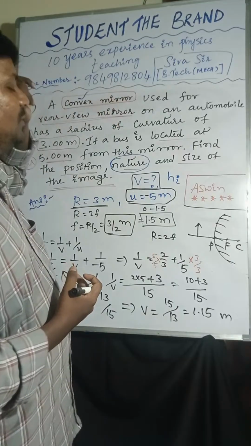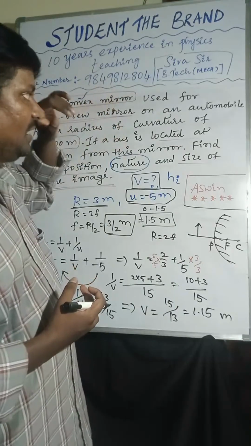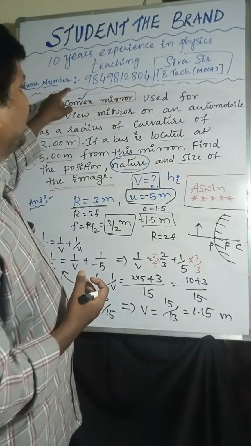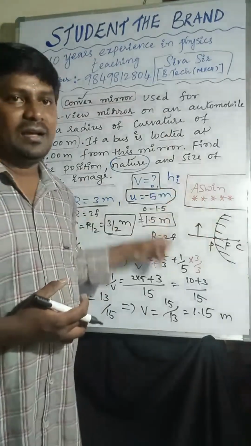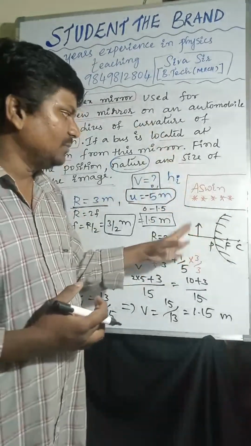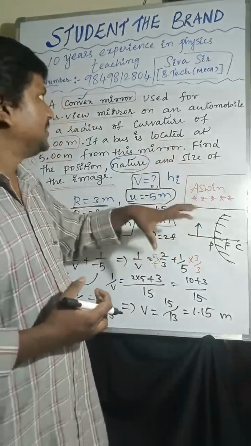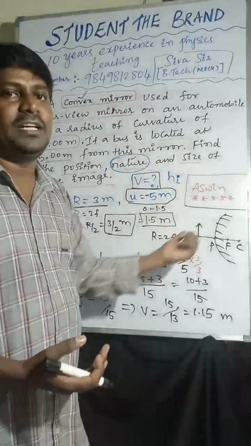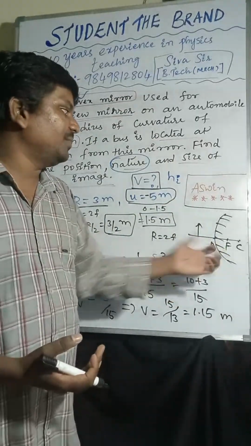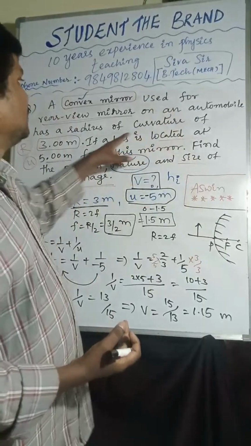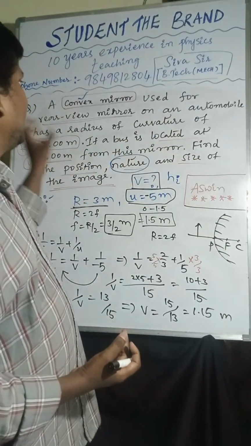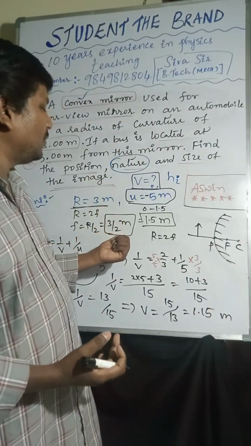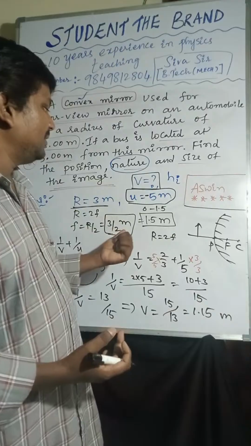A convex mirror. Always keep in mind one thing: convex mirror means immediately you should get the image of the diagram. A convex mirror is used for a rear view mirror, which means a finite object is placed in front of the convex mirror. Here the radius is given. The radius is 3 meters. By that we can find the focal length. What is the focal length? 3 by 2, that is nothing but 1.5.